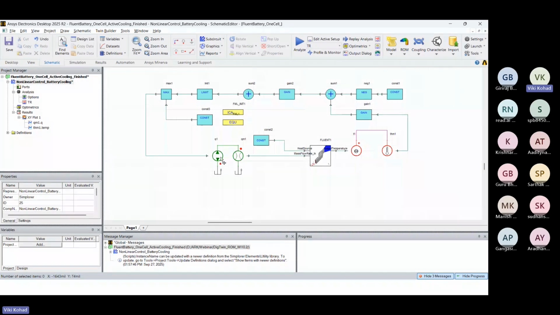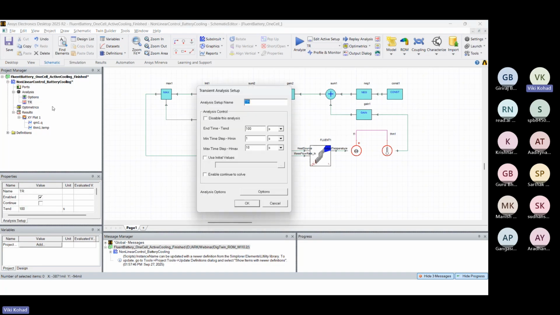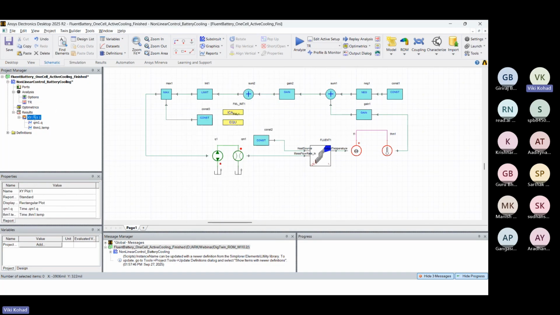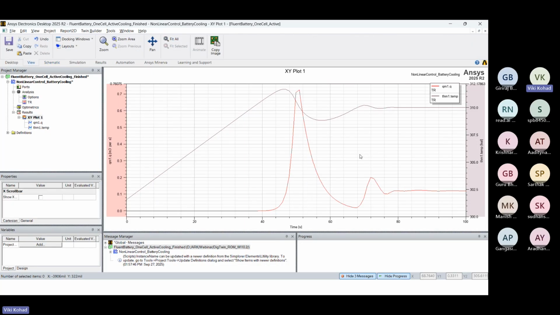Here I place my flow source, where I measure the flow rate in cubic meters per second, and at which temperature, actually what is the value of my flow rate at a particular temperature. So that value we can see here, and I run these simulations for 100 seconds. Now you can see the results here.